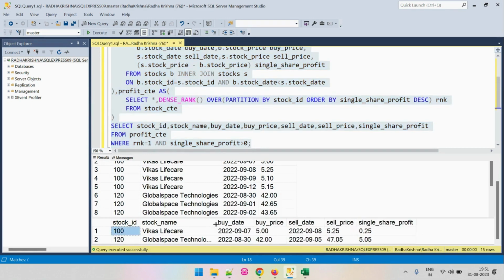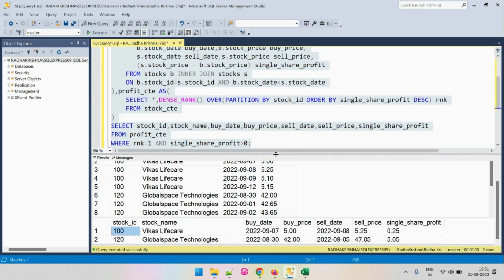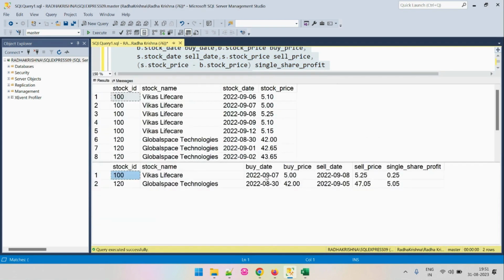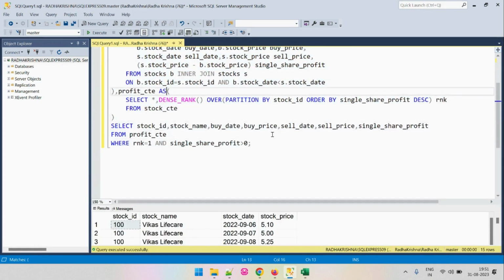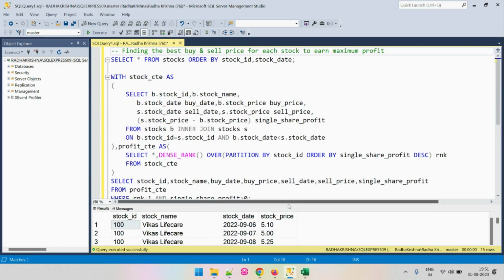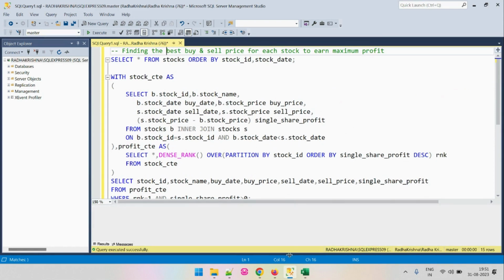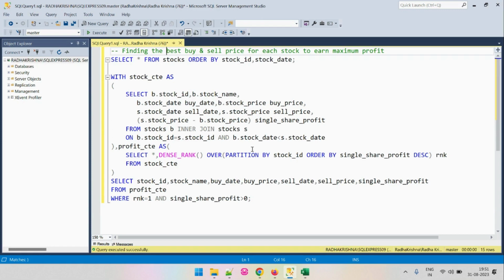Now we have got the required output. For every share, we have determined the best combination of buy price and sell price on particular dates, considering that we can sell the stock one day after or any day after the buy date, and we get the maximum profit. So we have computed it. Let's talk about the query that we have written. This is the query we have written to retrieve the data. We will do a quick summary of what has been done here.